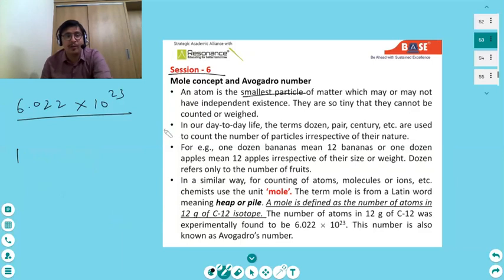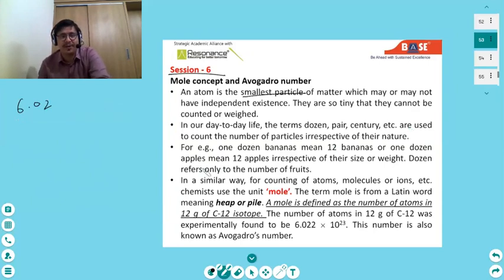Or if you take 1 mole of basketballs, we can create a new planet of the size of earth. It is such a huge number. If you take 1 mole of basketballs, we can create a new planet of the size of the Earth. Such a huge number it is. So just for your knowledge, this is such a huge number. It is not easy to calculate, but still hats off to the scientists and chemists who have achieved this.